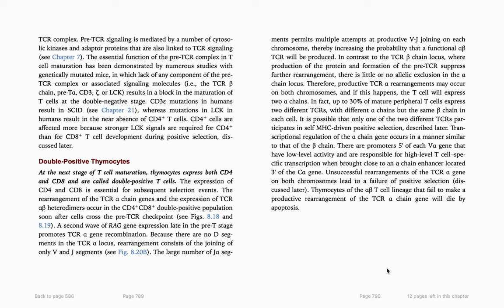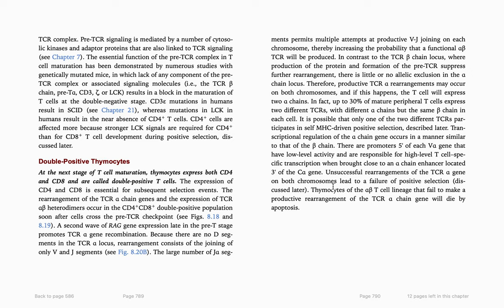The essential function of the pre-T cell complex in T cell maturation has been demonstrated by numerous studies in genetically mutated mice, in which lack of any component of the pre-T cell complex or associated signaling molecules, such as T cell receptor beta chain, pre-T alpha, CD3, zeta and LCK, results in a block in maturation of the T cell at the double negative stage.